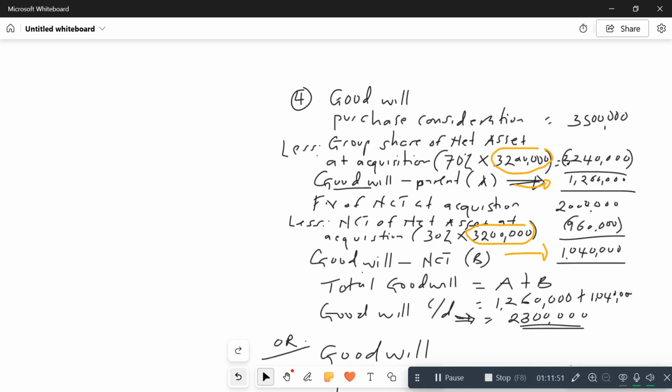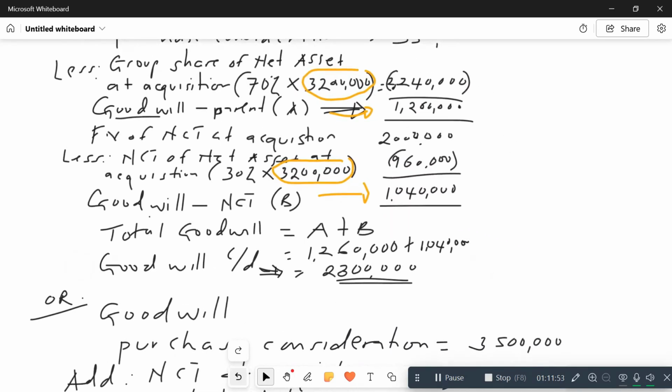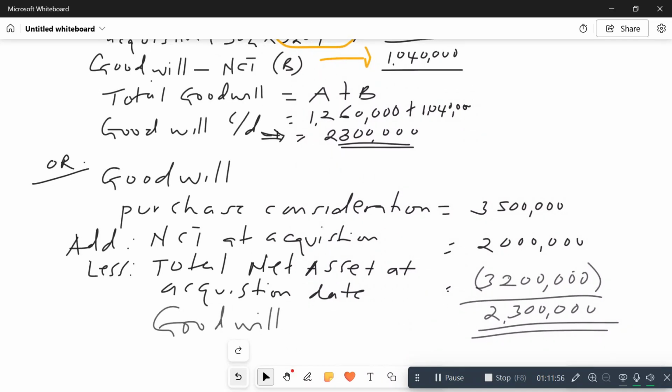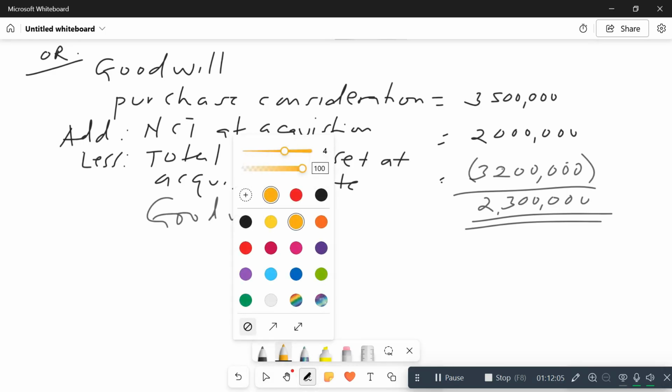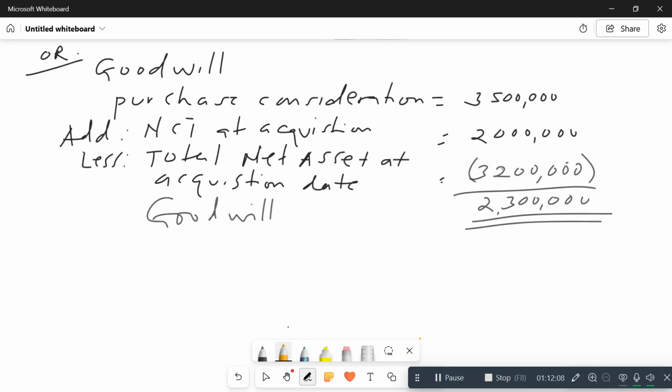So what you will do, you can use this short one. You see the short one is from there up to here. Only 3-4 steps and you'll be done with your solve. We have our goodwill. It is the purchase consideration which will be given. Yes, you add the fair value of NCI at acquisition.